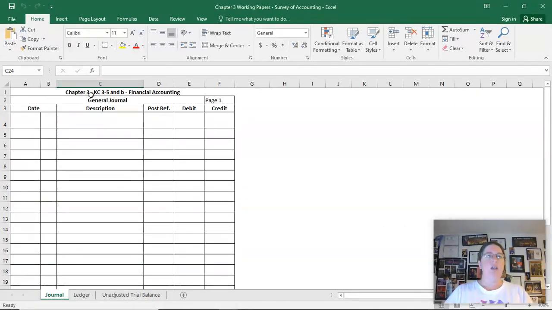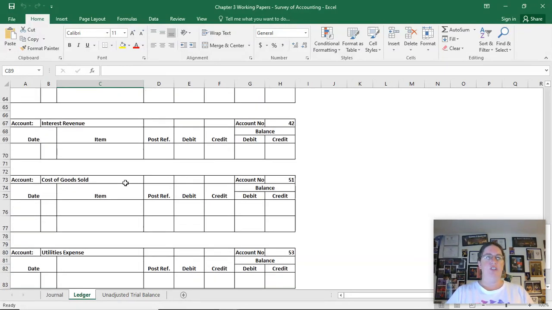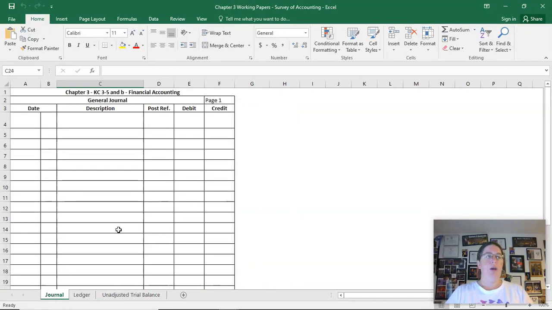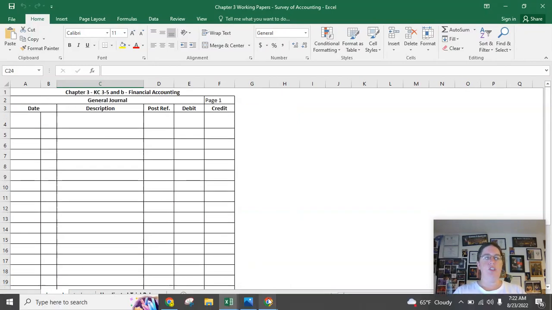Here it is. So first we have a general journal. We have columns for our date, descriptions, post reference, debit, and credit columns. The next tab over is our ledger. And this is what I was talking about. Kind of similar to a T account. You still have your debit, your credit. We're going to track the balance as we go and fill in our dates. And again, I'm going to show you how to use that. So popping back over to our journal is where we're going to start.